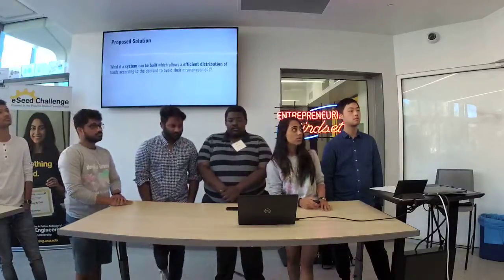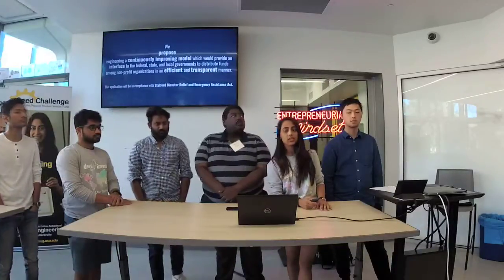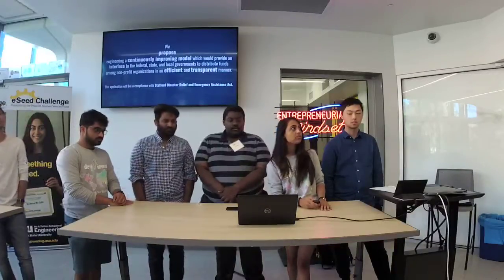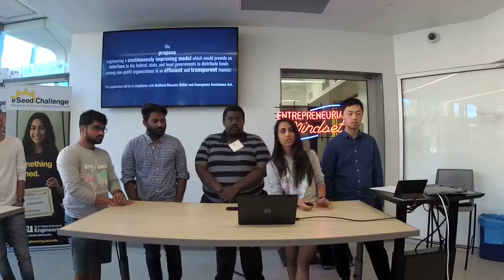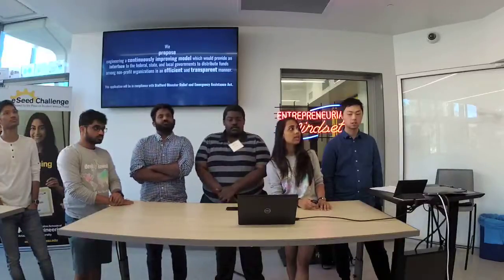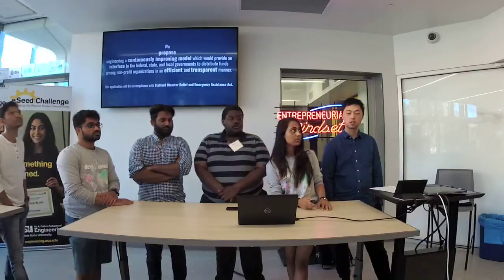So here we propose a solution. What if a system can be built which allows the efficient distribution of these funds from the government to the non-profit organizations, which will be released according to the demand and which will cancel out their mismanagement? So we propose engineering a self-learning and continuously learning model which will provide an interface to the federal, state and local governments to distribute funds to the non-profit organizations, which will then be released to people who need them during disasters. And this application will be in compliance with the Stafford Disaster Relief and Emergency Assistance Act, which is currently the basis for release of disaster funds by the US government.